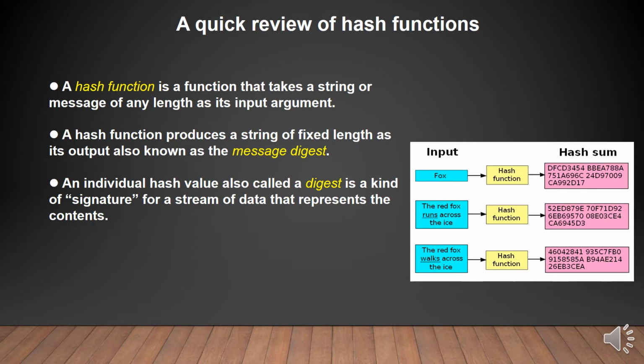So the input is, for example, "The red fox runs across the ice," and we pass it through the hash function to get the hash key. Now take "The red fox walks across the ice." With walks and runs, even though the message differs only slightly, the hash output for that input varies. That's why we use the hash.